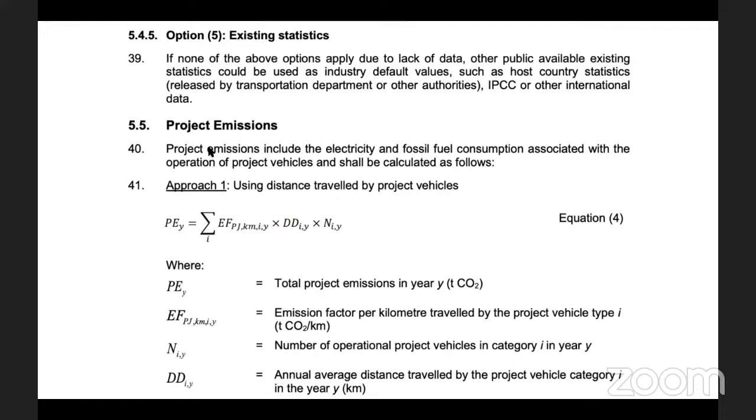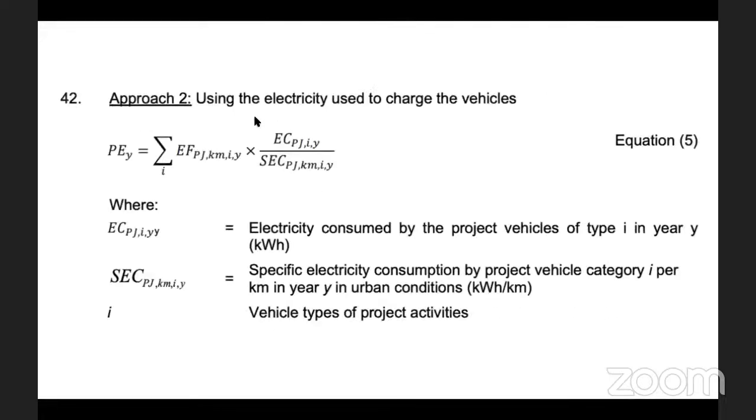Project emissions include the electricity and fossil fuel consumption associated with the operation of project vehicles and shall be calculated as follows. Approach 1, using distance traveled by project vehicle. First, the total project emission of CO2: EF is the emission factor per kilometer traveled by the project vehicle type, in CO2 per kilometer. This is multiplied by N, the number of operational project vehicles in the category, and by DD, the annual average distance traveled by the project vehicle category, in kilometers.